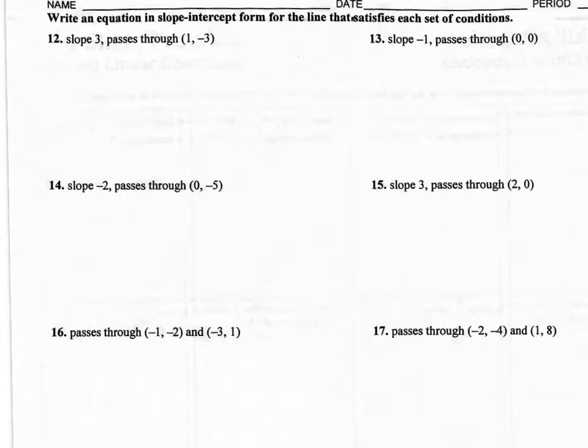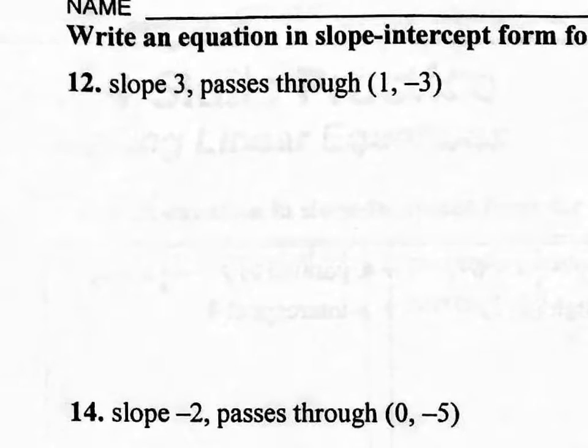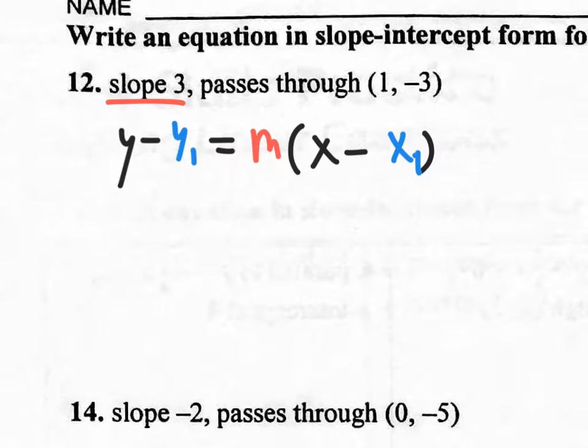12? Sure, why not? Let's look at number 12. What do they give us? Slope and a point. So, ladies and gentlemen, we're going to go with point-slope form. And there's my point-slope form. Let me rewrite this with the blank spots.